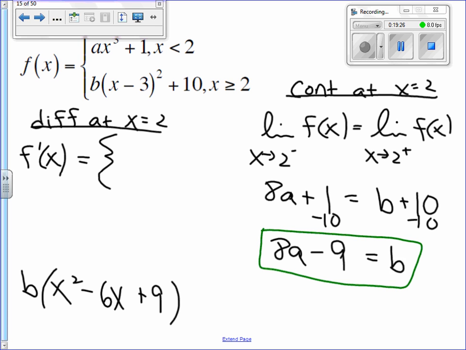Okay, what would the derivative of the top branch equal? Good, 3ax squared. So that's going to be the derivative when x is less than 2. Now, the second branch I wrote down here. So when we take the derivative of this, we don't need to distribute that b because it's a constant multiplier, right? We can just leave it and multiply by the derivative of bx squared minus 6x plus 9. What would the derivative of x squared minus 6x plus 9 be? 2x minus 6. So that's the derivative when x is greater than or equal to 2.